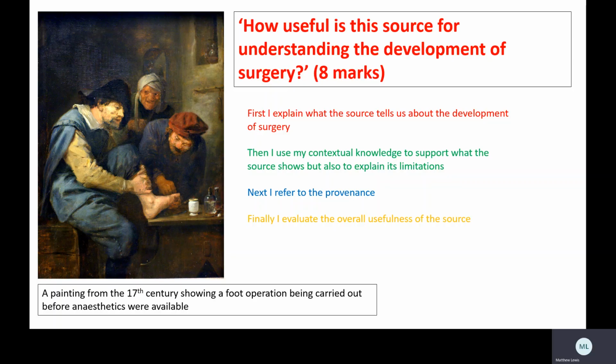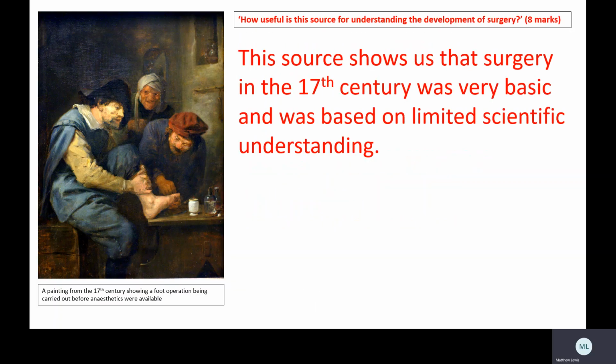In what way is this useful? Now, the easiest thing for me to do is to show you my answer. Okay. So here's my first bit. My first bit is all about what is the source telling me?